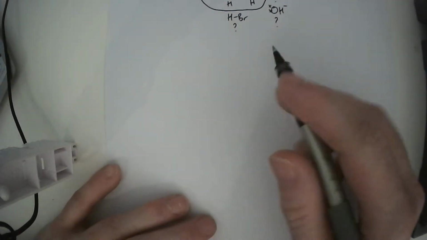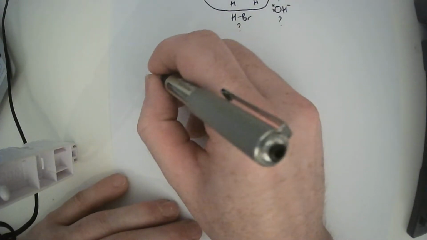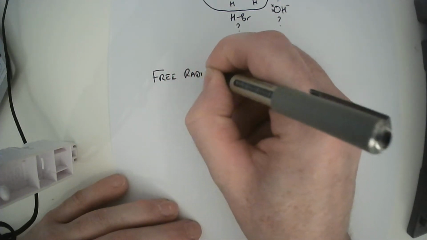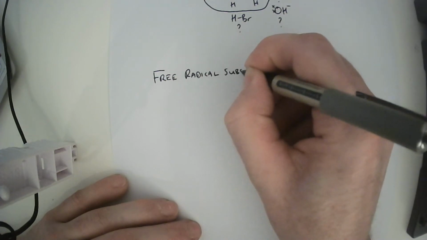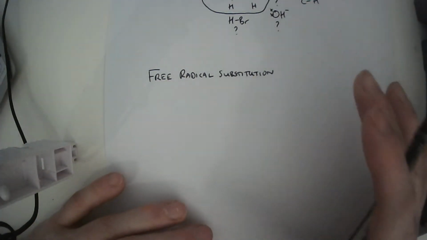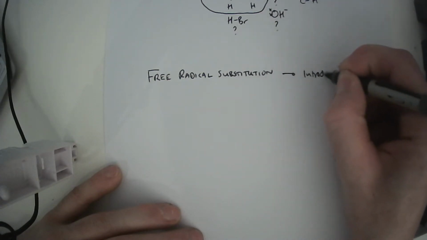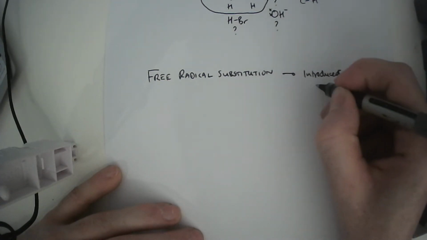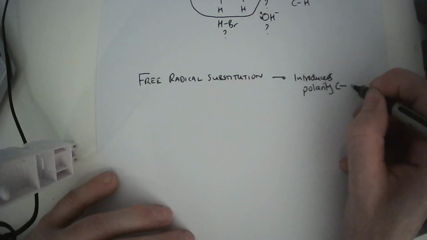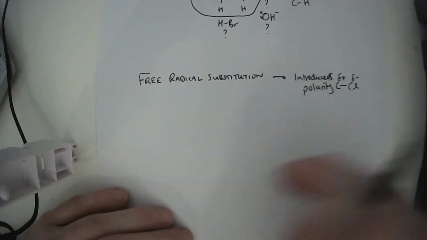Right then, so the first thing that I recommend that you try and get your head around is how do you make an alkane more interesting. And what we do for that is we do a type of reaction called free radical substitution. And what free radical substitution does, and it's really important that you know what it does and why you're studying it, is it introduces polarity. It introduces a C-Cl, a delta positive, delta minus, so a polar bond.